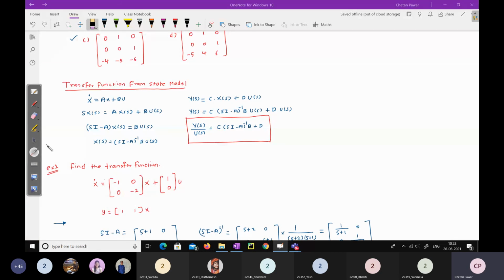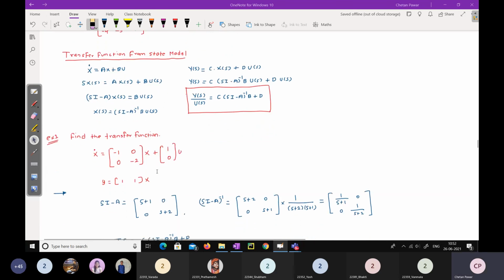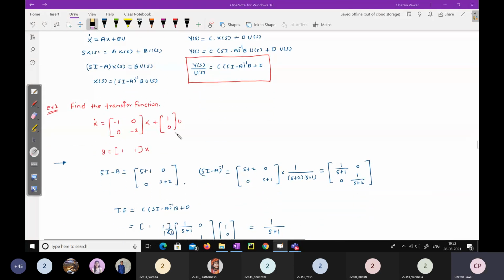Let us consider this state model here. We need to find the transfer function. The A matrix is this, this is the B matrix, and this is the C matrix. What is the transfer function? We just need to apply this formula here. So this is the transfer function, right?